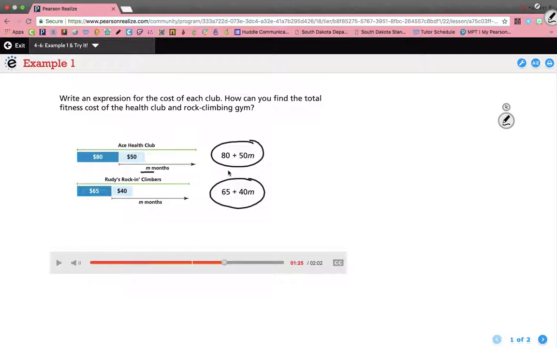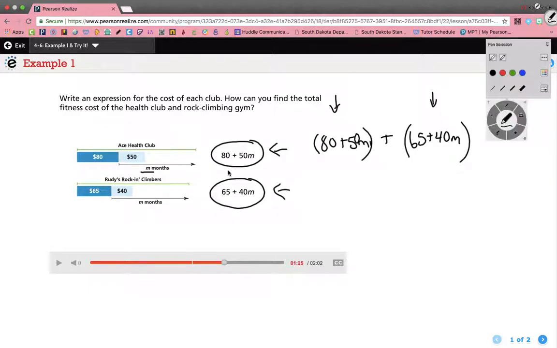We're adding whatever that is to whatever that is. Implying that we need to know what this is first, 50M, and we have to know what this is first. We're adding this total to this total. As you'll see in the video, it explains the same thing.